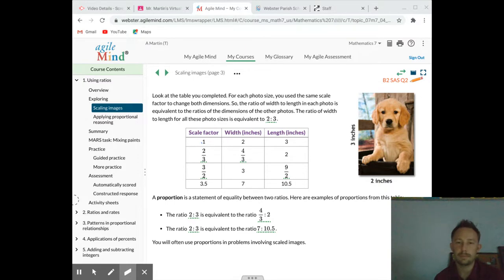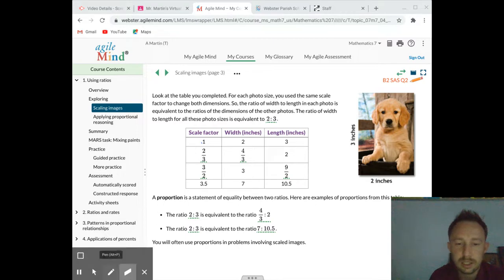Great job. All right, so looking at this table, this is exactly what we filled out just a second ago. And at the bottom of page 5 in your workbook, question number 2 says, what is a proportion? And so we should see what a proportion is.